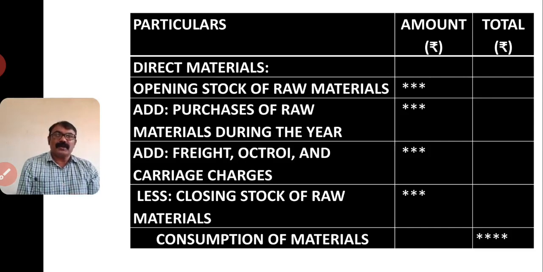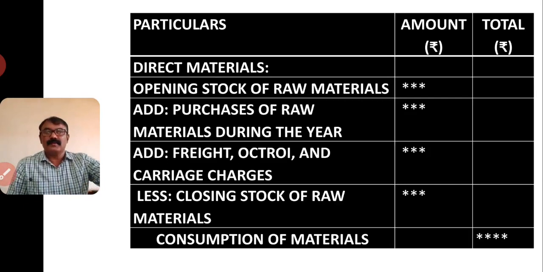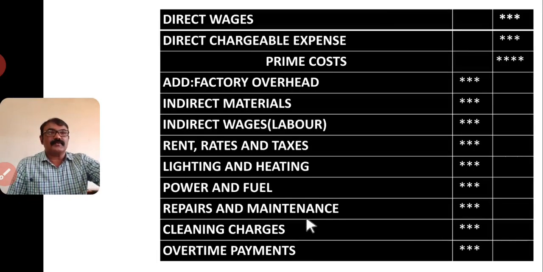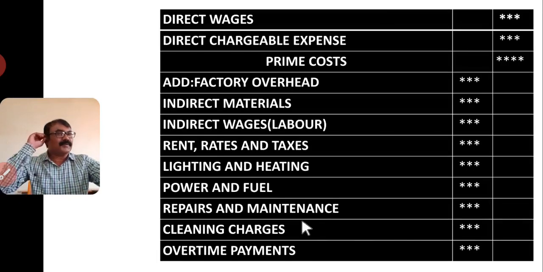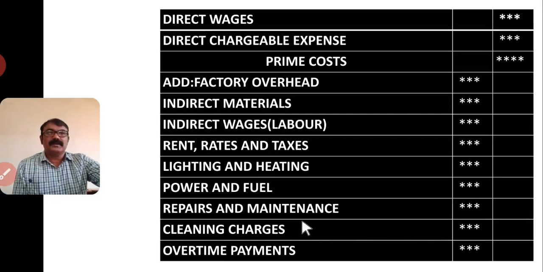Add purchases of raw materials during the year. Add freight, octroi, and carriage charges. Less the closing stock of raw materials. By deducting the closing stock of raw materials, we get the consumption of materials. And the direct wages will be added to the materials consumed or the direct materials. And third one, the direct chargeable expenses. By adding these three, we get the prime cost.